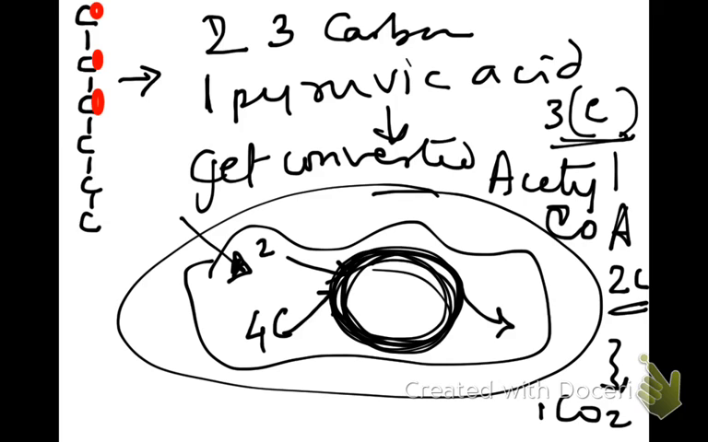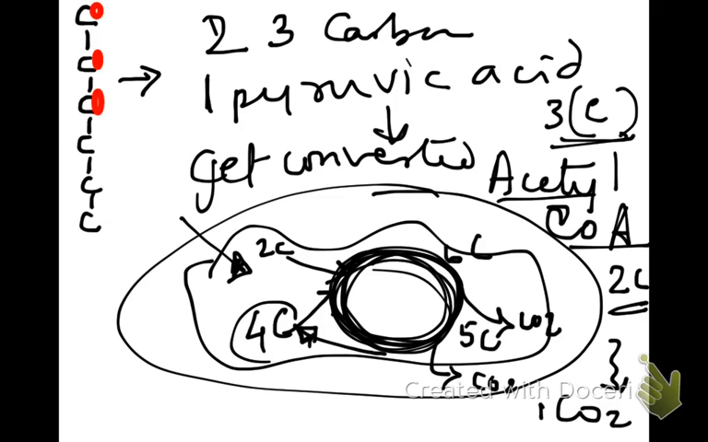So a 2 carbon compound, that is the acetyl coenzyme A, enters this cycle. So it becomes a 6 carbon compound. It loses 1 carbon dioxide. It becomes a 5 carbon compound. It loses another carbon dioxide. It becomes a 4 carbon compound. And that gets restructured back, ready to accept another one.